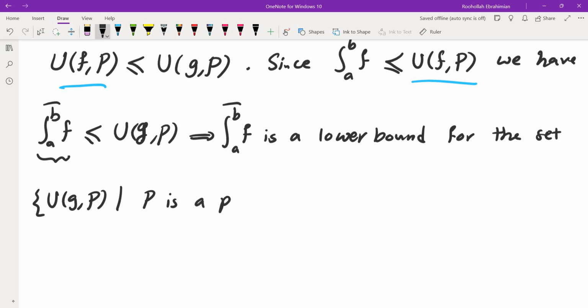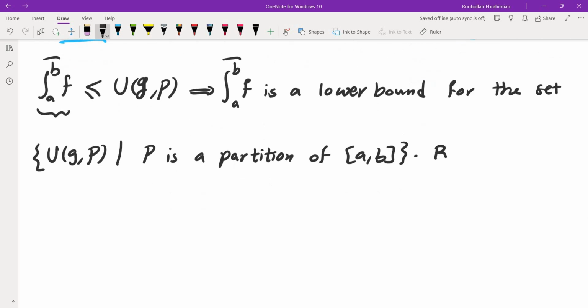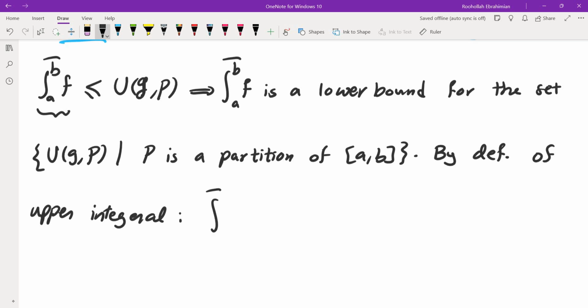So this is a partition of [a, b]. However, upper integral of g is the infimum of this set. This is a lower bound, so by definition upper integral of g is the infimum of this set. Upper integral of f is a lower bound. Infimum is the largest lower bound. So that means this is greater than or equal to the upper integral of f. And that's exactly what we wanted to show.